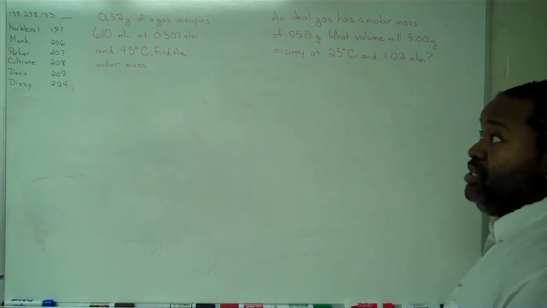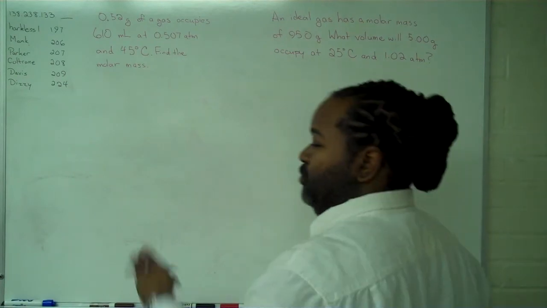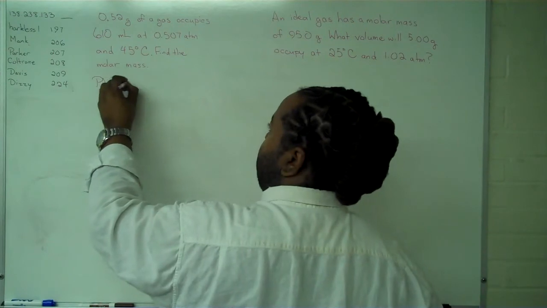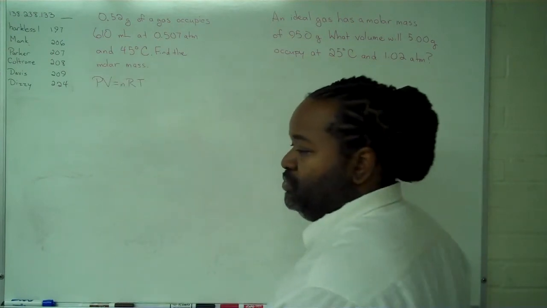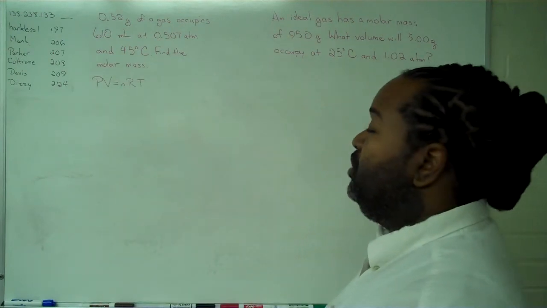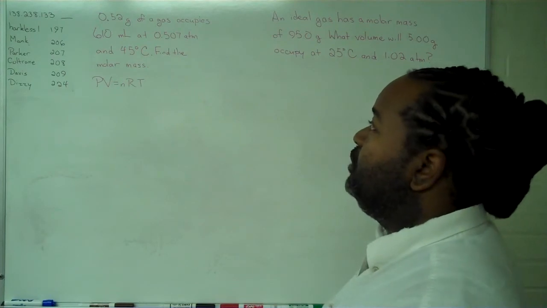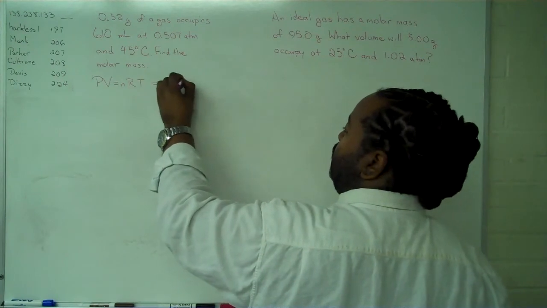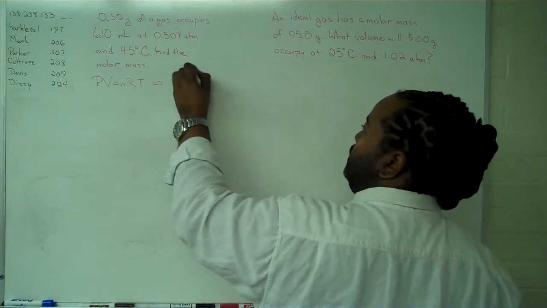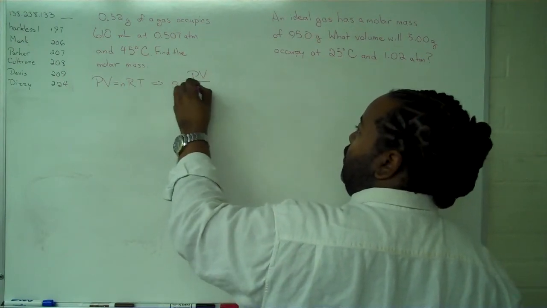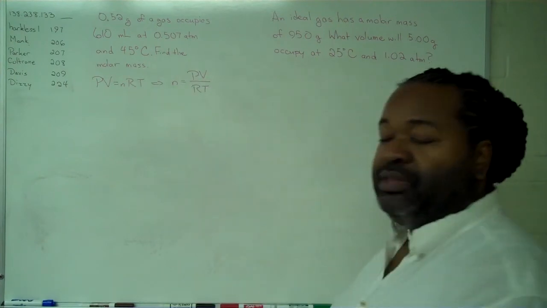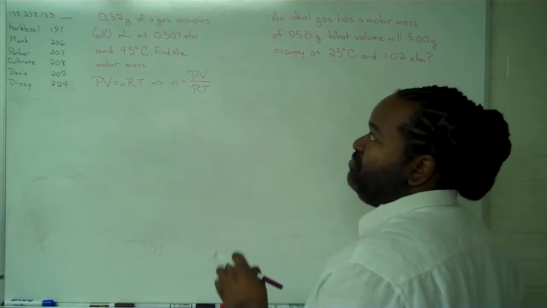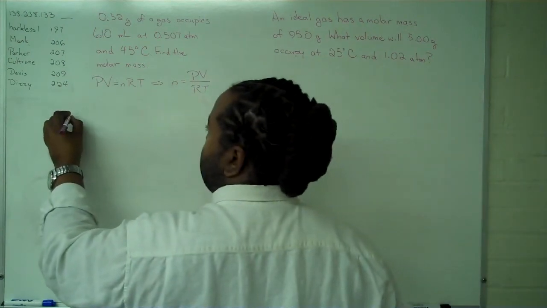So we can begin by recognizing that we need to use the ideal gas law. PV equals nRT. And we have a volume, temperature, and pressure. So we want to solve for number of moles, and that is PV over RT. By plugging in these values, we'll be able to determine the number of moles in 0.52 grams.